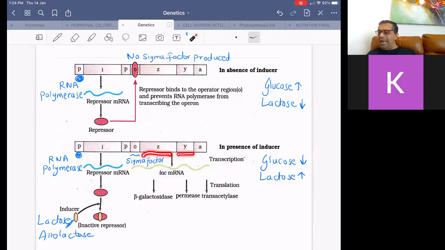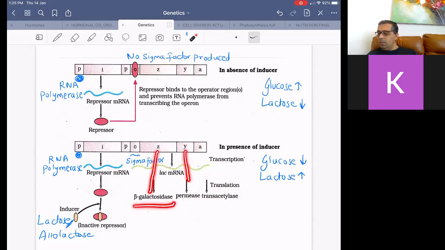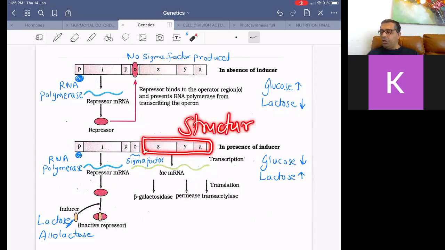So, LAC-Z, LAC-Y, LAC-A undergo transcription to form a single RNA called as the LAC mRNA, which undergoes translation to form beta galactosidase, permease, and transacetylase. LAC-Z will form beta galactosidase. LAC-Y will form permease, and LAC-A will form transacetylase. Thus, three structural genes undergo transcription and translation.